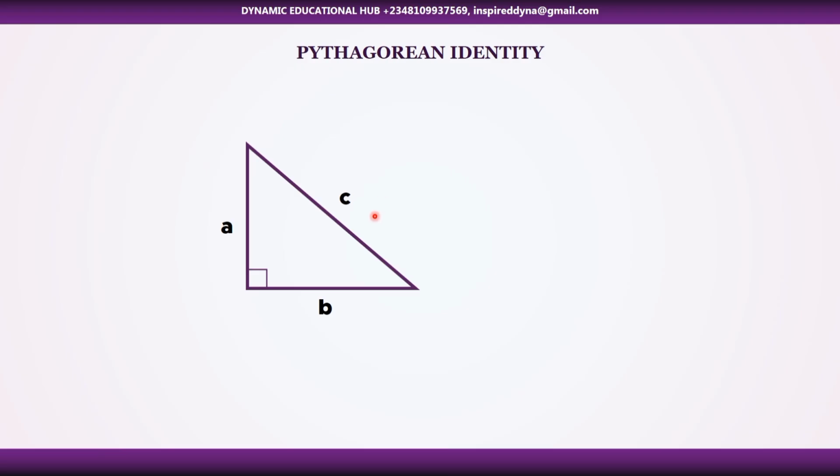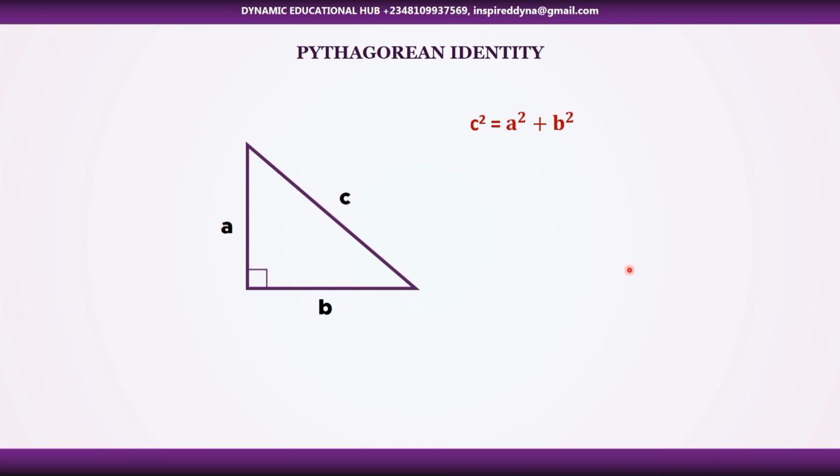So your hypotenuse square will give us what? The addition of the square of the other sides. So C square will be A square plus B square. If I choose to use another convention, let's say I have A here, B here, C here, then it will be A square equals B square plus C square.